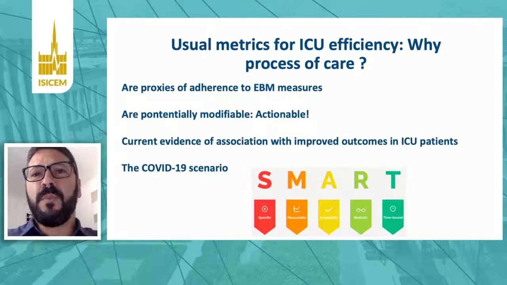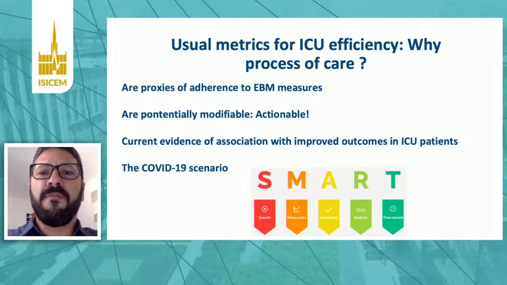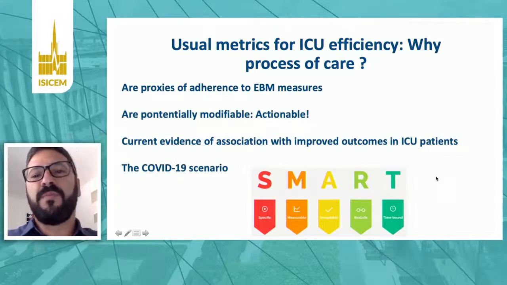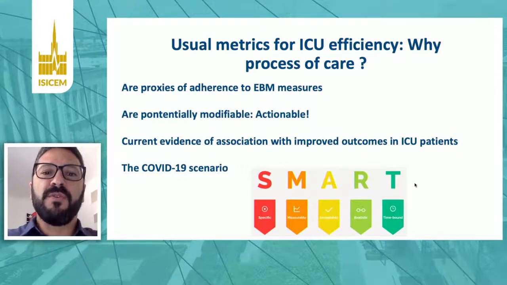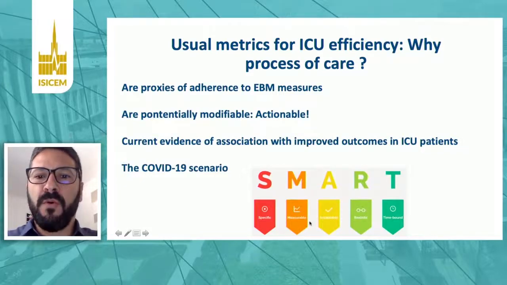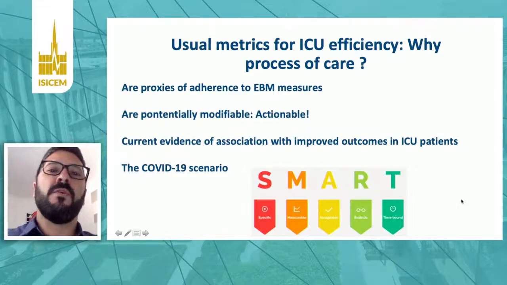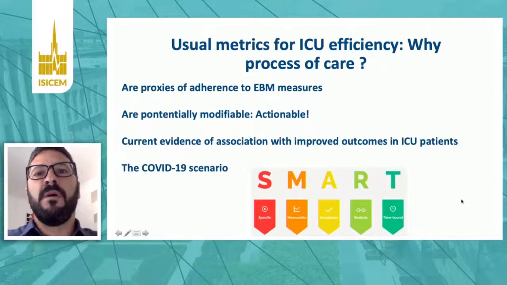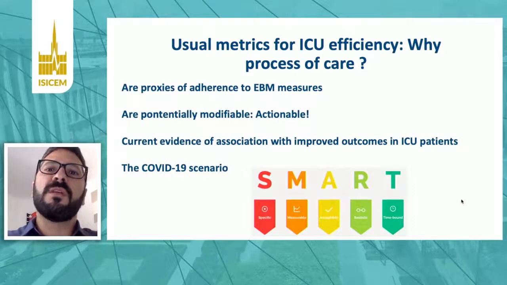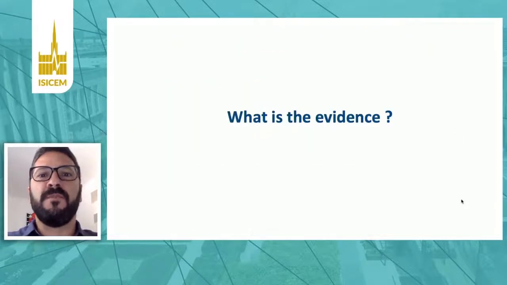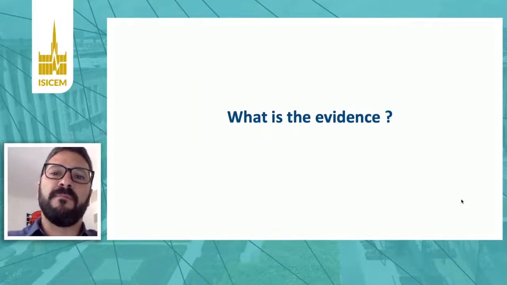Finally, process of care measures follow the SMART approach, that being, variables that are specific, measurable, acceptable, realistic, and time-bound. So this makes them good candidates to be used as proxies of ICU efficiency. What's the evidence behind it?